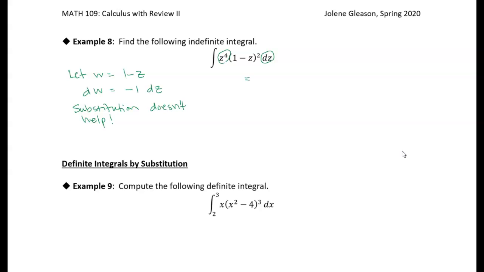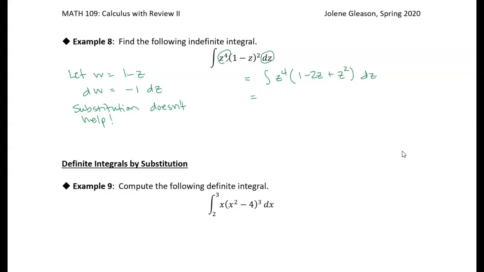Okay? So I guess the warning here is that you get used to doing substitution, and then suddenly you go back to a problem that you really already knew how to do, and then you're trying to apply substitution to it and it doesn't work. So all right, let's expand this out. So let me write z to the 4th, and then if I expand 1 minus z squared, I get 1 minus 2z plus z squared. I'm just expanding it out, dz.